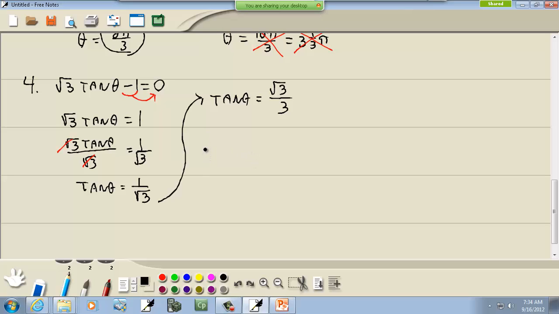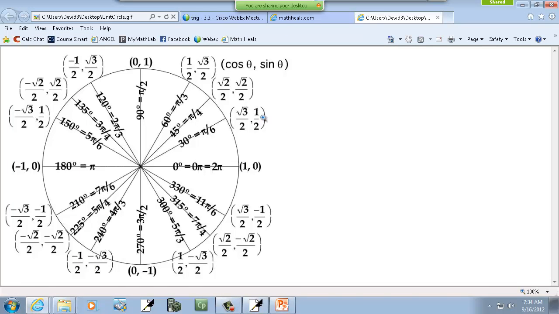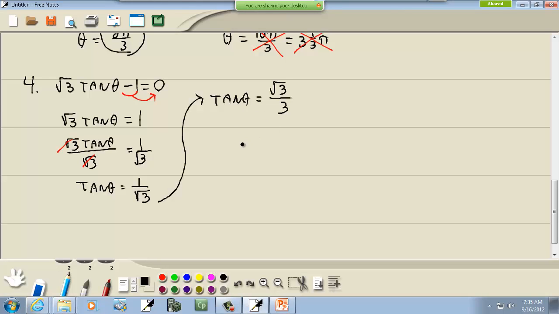Well, if we go to our unit circle, tangent is y over x. So if I look at pi over 6 here, we'd have 1/2 over square root of 3 over 2, 1 over square root of 3, which would be square root of 3 over 3. So pi over 6 is one of our answers.